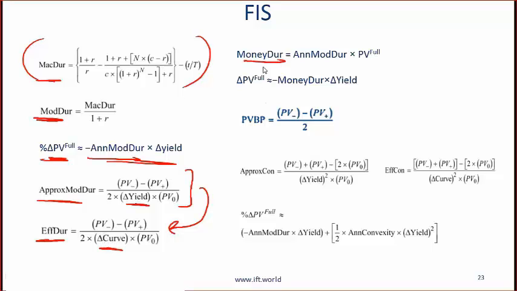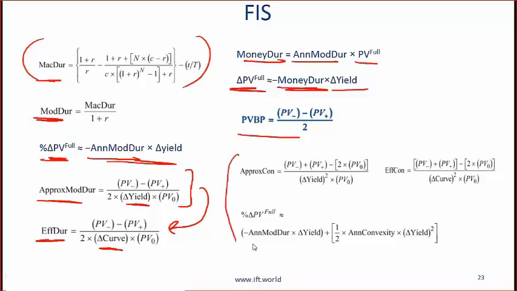Okay, money duration is annualized modified duration times the price. So this is giving us, in dollar terms, the impact. And then the change in price is the money duration times the change in yield. This is the price value of a basis point.